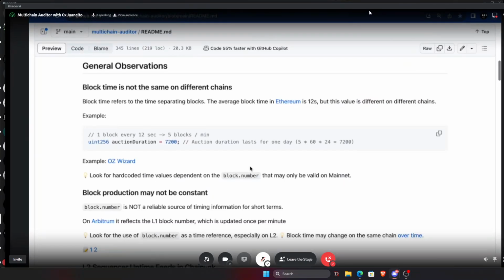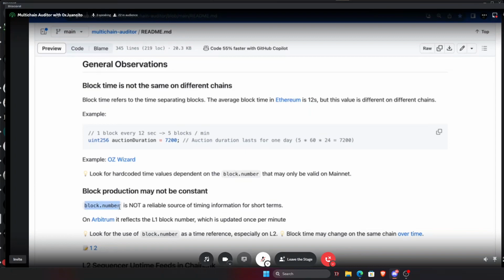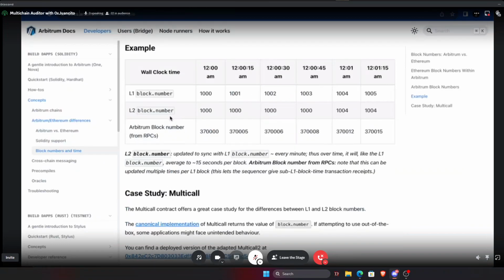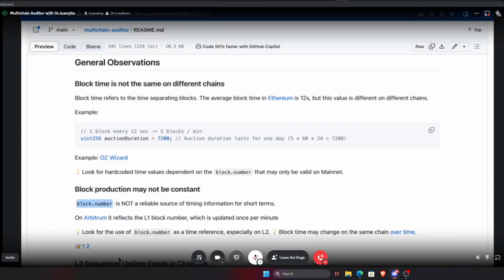Keep that in mind. And another thing about block number that you should take into account is that it's not the same for every chain. In Ethereum, you know the block number is the block number of Ethereum. That's fine. In some layer 2s, it should behave as you expect. For example, in Optimism, the block number is the block number of Optimism. But on Arbitrum, for example, it's different.